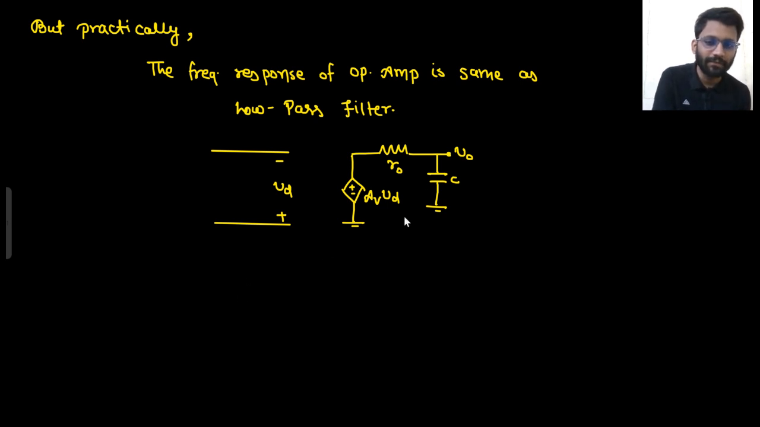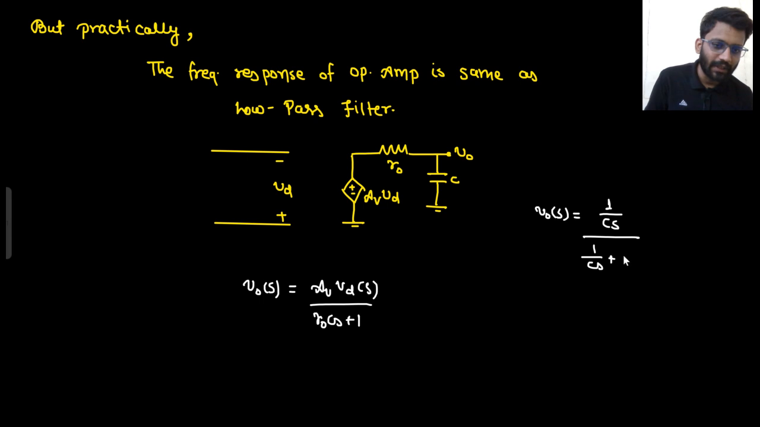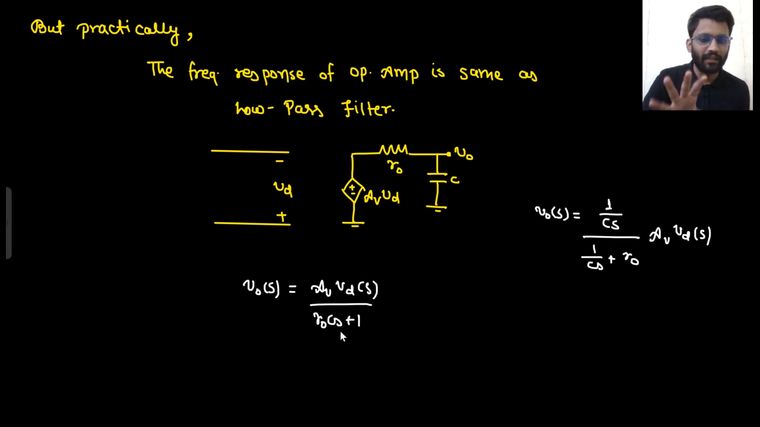So how will your response look like? What will be my Vo(s)? Can you tell me? It would be Av into Vd. I am writing the frequency response only from here to here. Vo(s) would be 1/Cs upon 1/Cs plus Ro, into the input voltage Av into Vd(s), right? So Vo can be written as Av upon RoCs plus 1. But by now you should have the practice to write it directly, not by this.